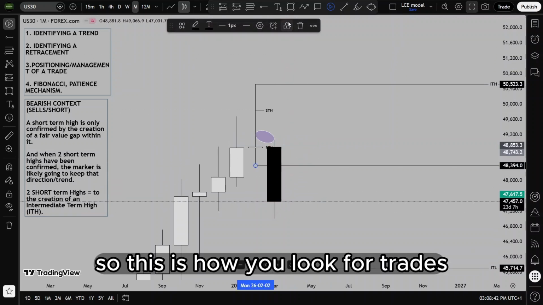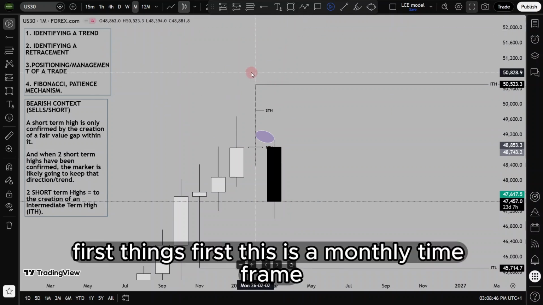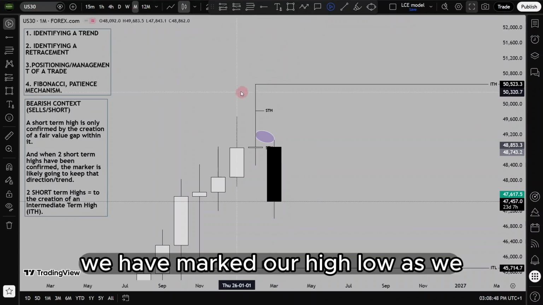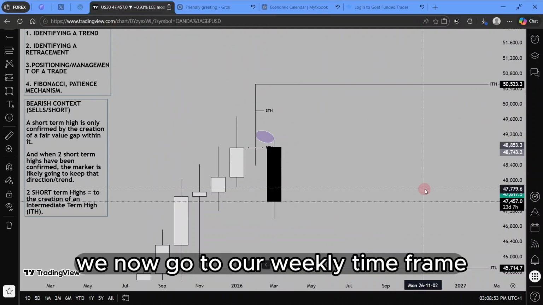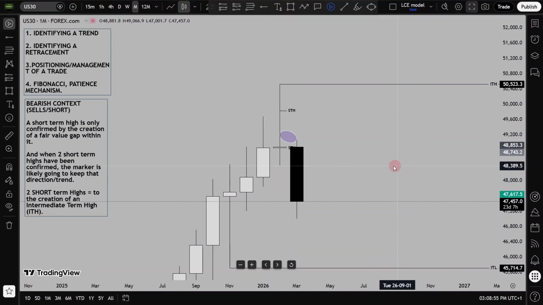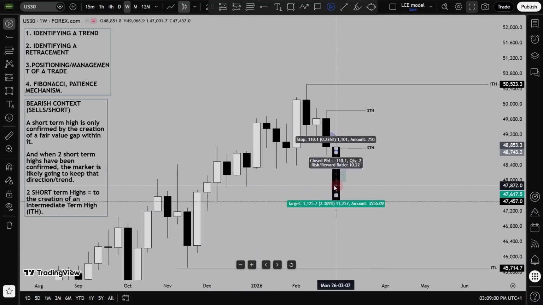So this is how you look for trades and how you identify a trend. First things first, this is the monthly time frame. We have marked our high, low has been used, so we remove that one. We now go to our weekly time frame. On the weekly time frame, what do we see?